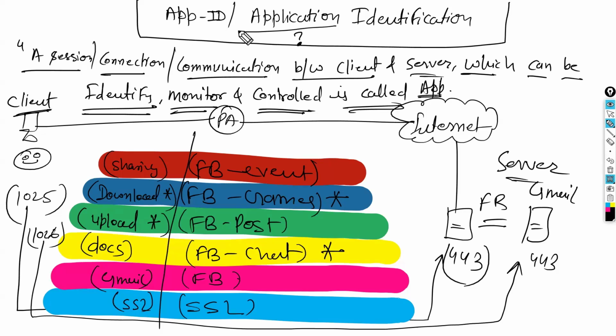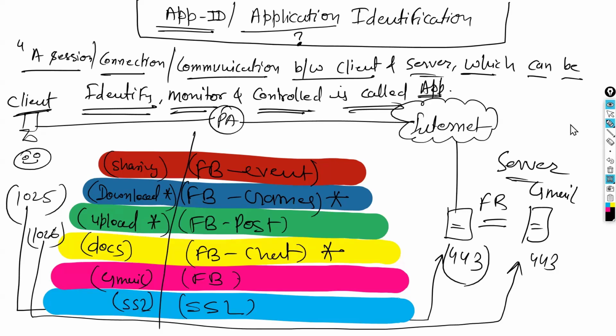So this App-ID will help us to control the applications which we are using, or which will be used when a client is communicating with any server like Google, Facebook, YouTube, or any other websites. Done. But remember, this will work perfectly only because you are going under an SSL tunnel. So App-ID will work perfectly if you enable decryption.